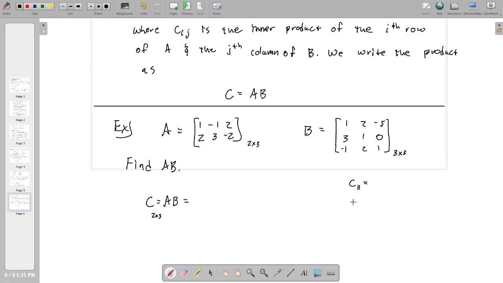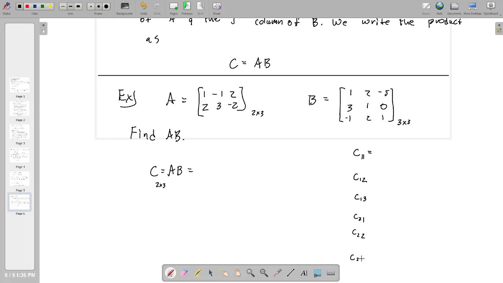So I need to figure out what C11, C12, C13, C21, C22, and C23 are. I know where all these numbers are coming from because the first subscript is the row that this element comes from, and the second subscript is the column. I have 2 rows and 3 columns. So first row, first column, first row, second column, first row, third column, that would be the end of this row because I only have 3 columns. Second row, which is the last row, second row, first column, second row, second column, second row, third column.